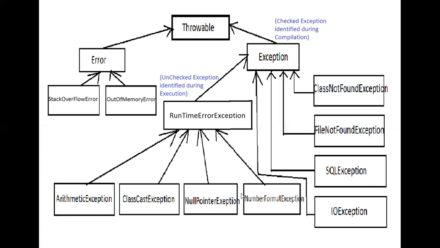So these 4 exceptions are the subclasses of RuntimeException. That is, these exceptions can be identified only during the runtime, during the execution time. Those are all unchecked exceptions. These exceptions, ClassNotFound, FileNotFound, are the child class exceptions of the Exception class. These are all checked exceptions. That is, before execution of the program itself, my compiler will give information that you might get an exception for these types of reasons. One I can handle with a try catch block, another one we can handle with the help of the throws keyword.